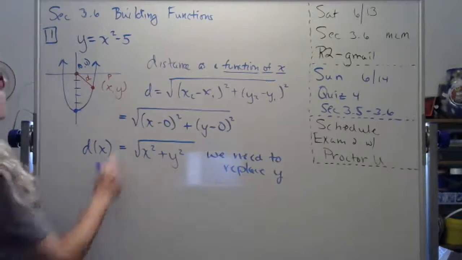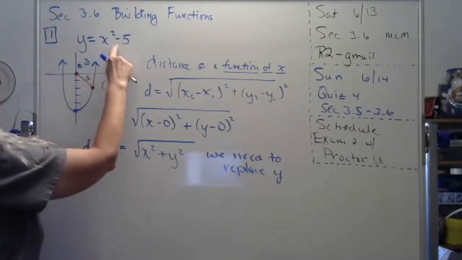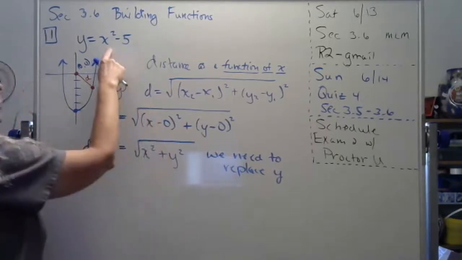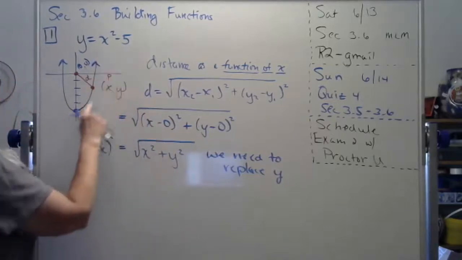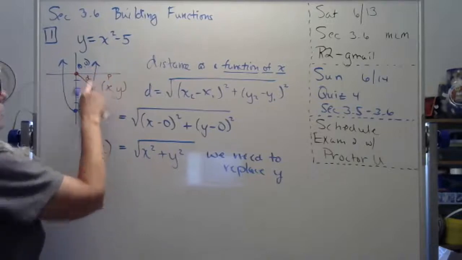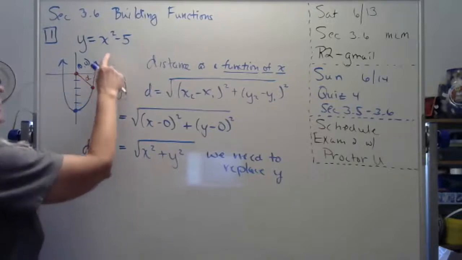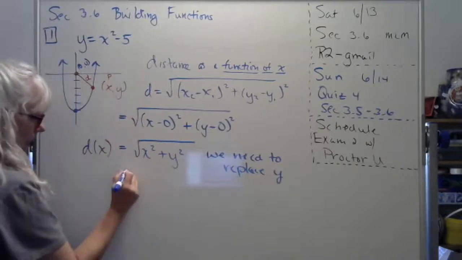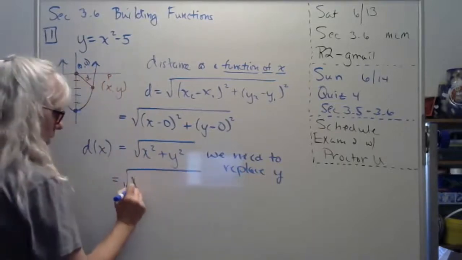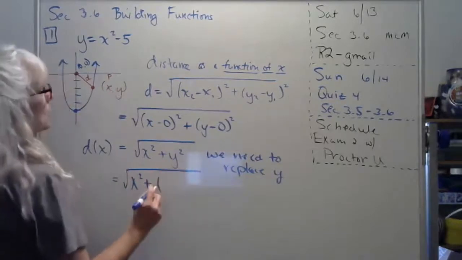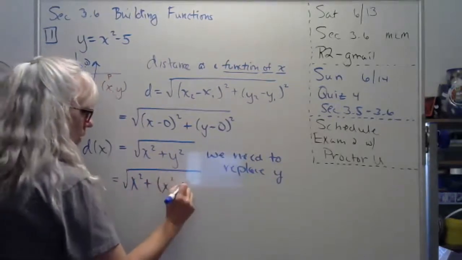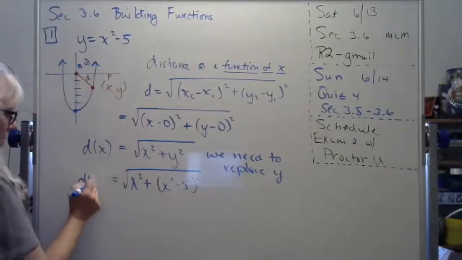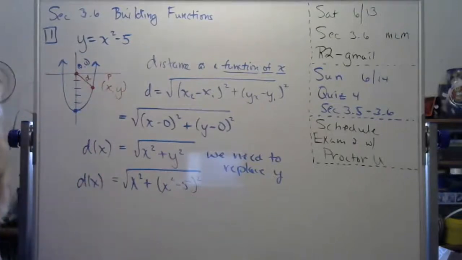So what we have is we know that y is equal to x squared minus 5. So I'm just going to come in and take this y and replace it with what we know y is equal to. Since I'm on this curve, I know that anywhere on the curve, the y is going to be equal to x squared minus 5. So we're going to replace the y. That's going to give me x squared plus, and then in place of the y, we'll put x squared minus 5 on b squared. And now we have a function in terms of x.